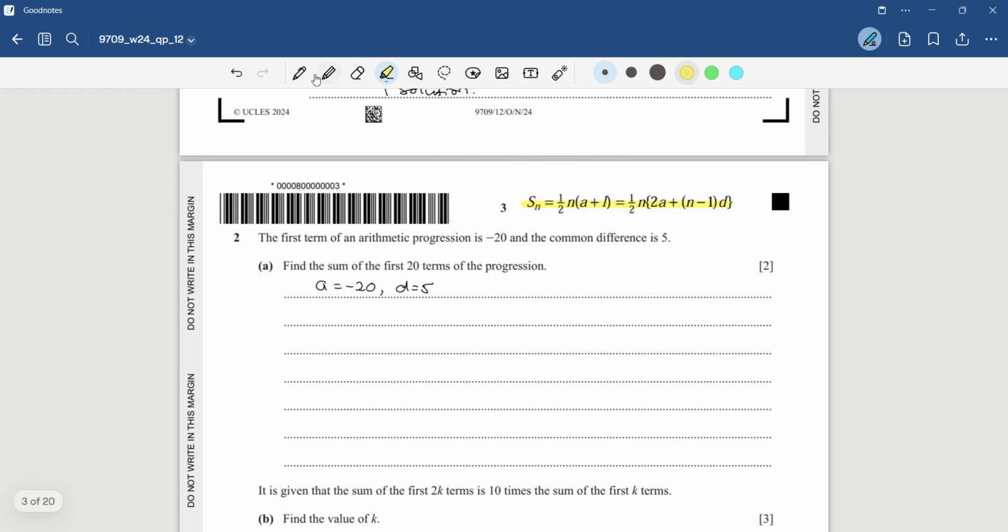Therefore, we just utilize the formula here. So S20 is equivalent to n over 2 bracket 2a plus n minus 1 d. You just press this in your calculator. So you'll get 550.